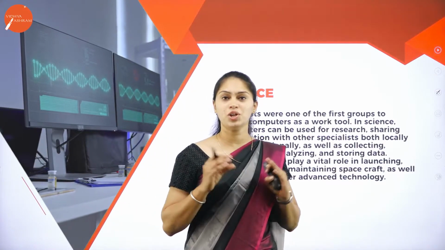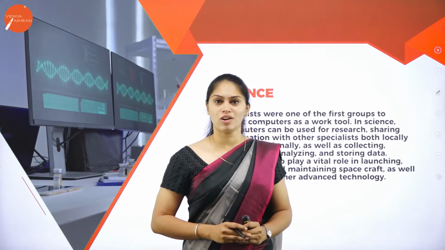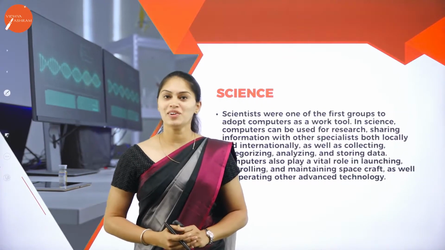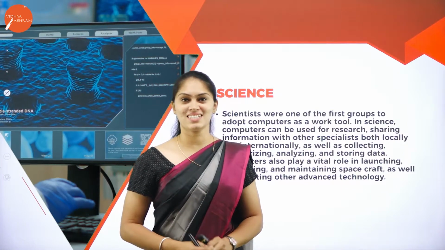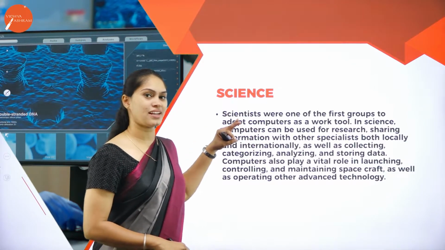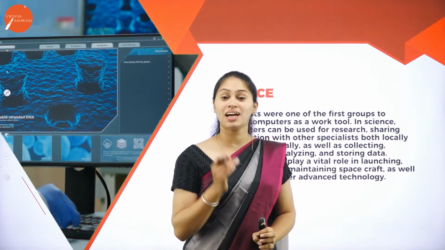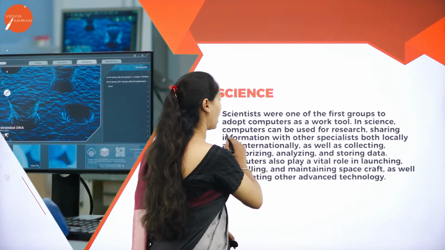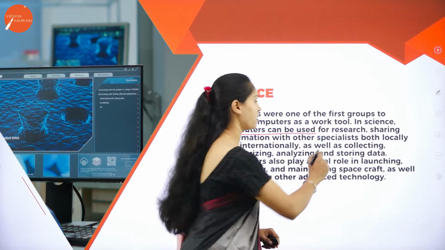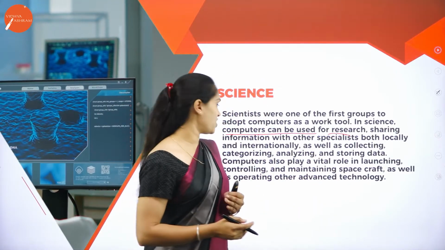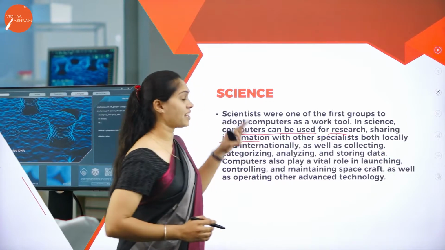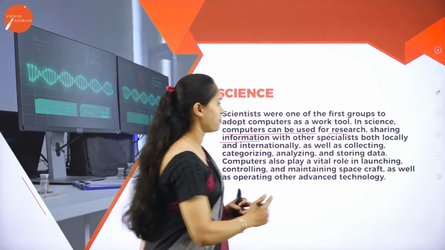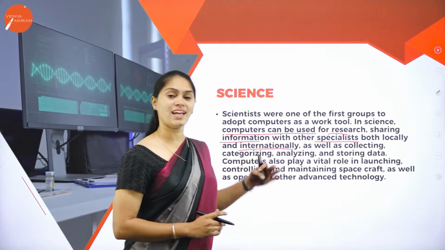I have a huge advantage in the sector of science. So how can I use computers in science? How can I use the computers in the science and technology sector? If I come to the science sector, computers play a very vital role in the science stream. In science, computers can be used for research purposes, and I can share confidential data and information with other specialists, so that I can get some knowledge from them. Both can be done locally and internationally.